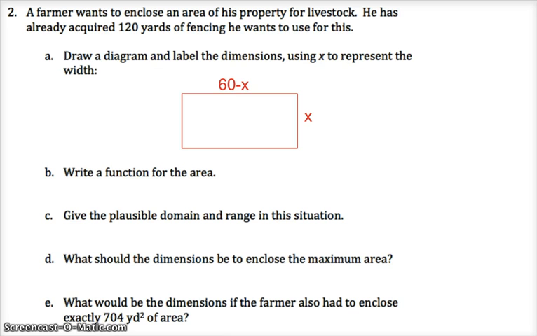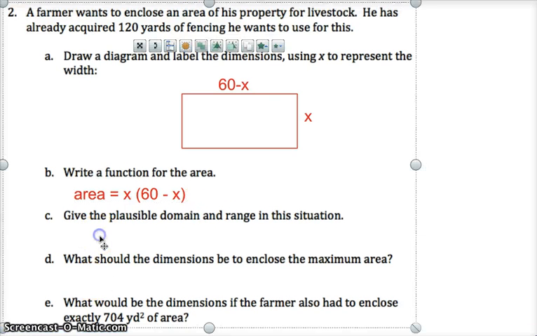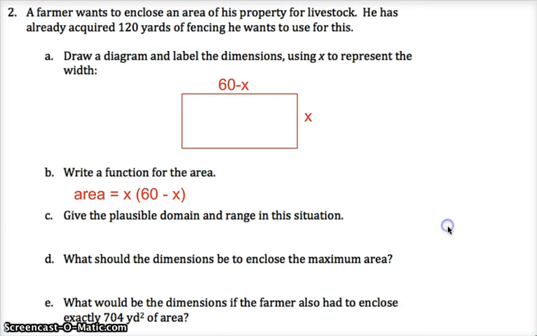And then it says write a function for the area. I'll do that. It's going to be length times width. So area is simply going to be x times 60 minus x. Whoops, it's minus. Okay, give the plausible domain and range for this situation. We could go ahead and try to graph this on the graphing calculator. Or we could just say, given this situation, what's the smallest x could be? That's what domain is, right? What's the smallest x could be? What's the greatest x could be? And then range: what's the smallest area could be? What's the greatest area? Let's look at the graph and see if we can make any sense of domain and range that way first.